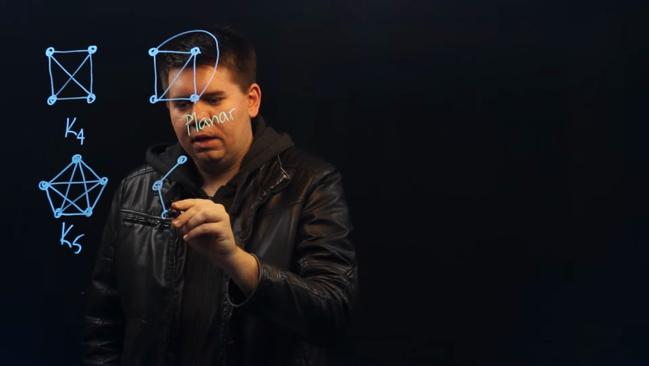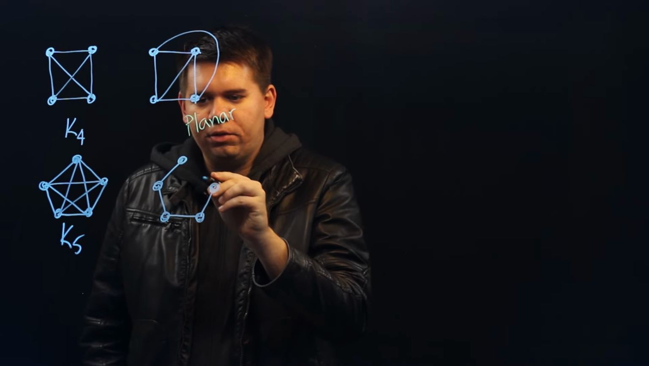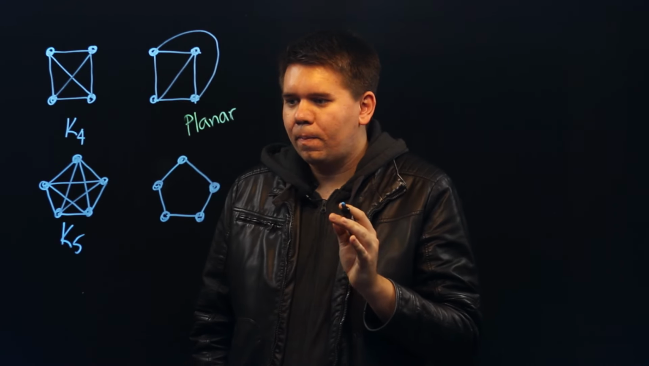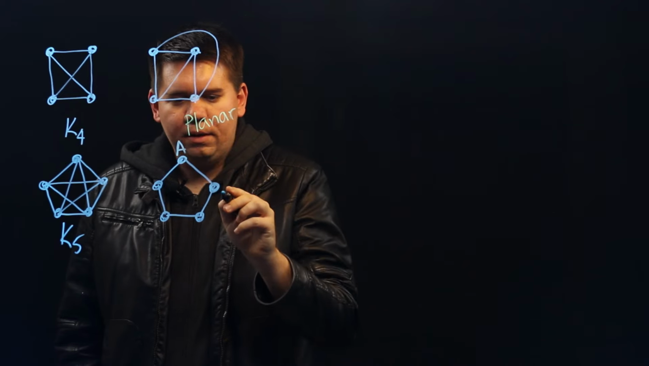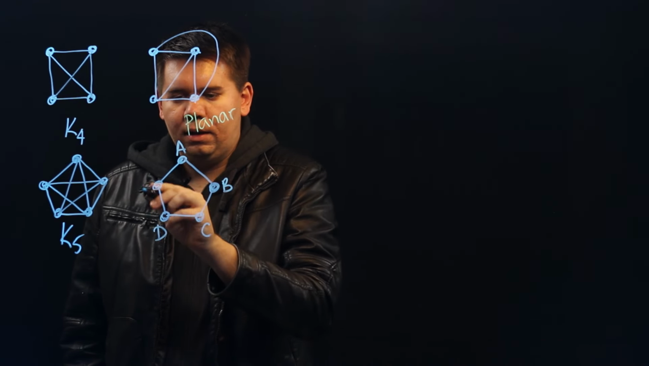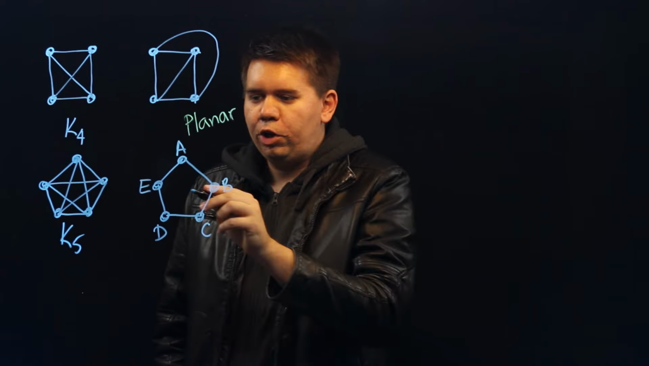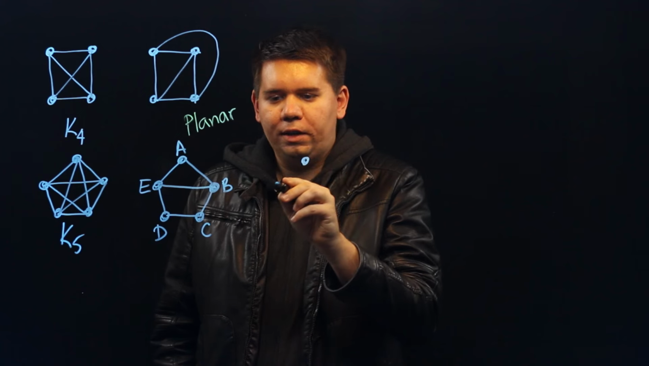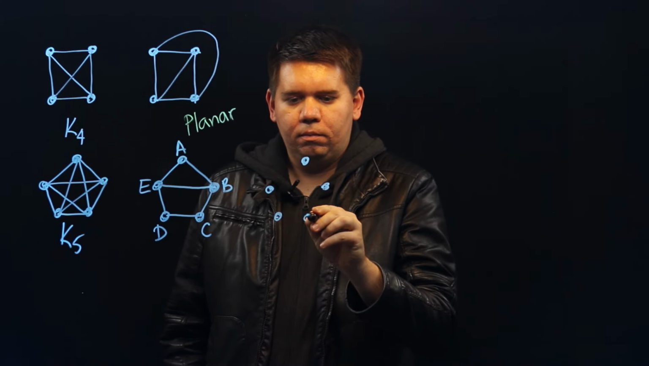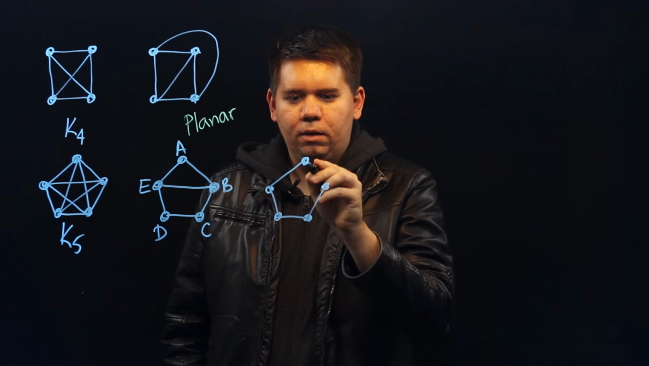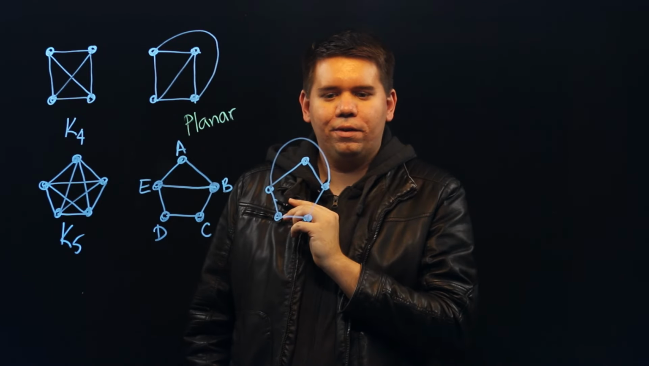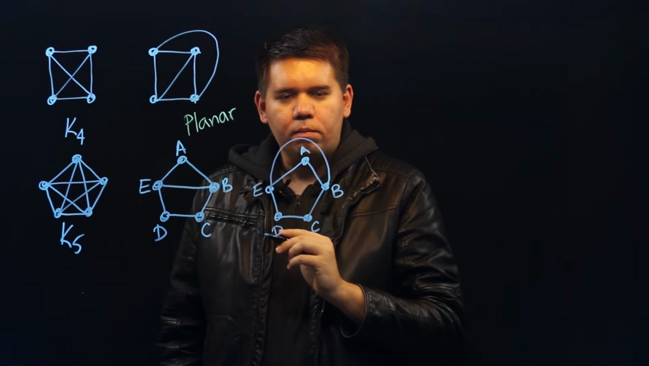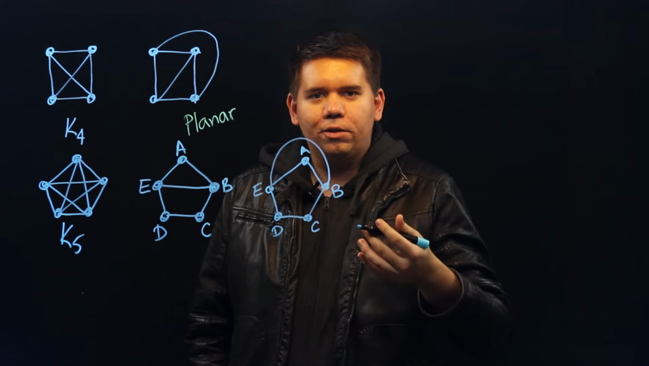We might begin by just drawing the outer loop of K5. After all, these vertices are going to have to connect with each other somehow. But then we have two choices. Let me label the vertices A, B, C, D, and E. Our two choices are, we could connect E and B inside of this loop, or we could draw K5 so that E and B are connected outside of the loop. Once we make one of those choices, let's continue to see what happens.